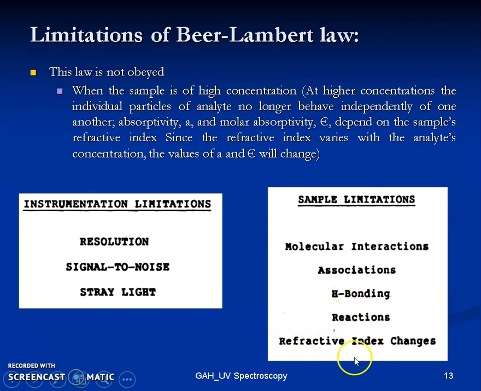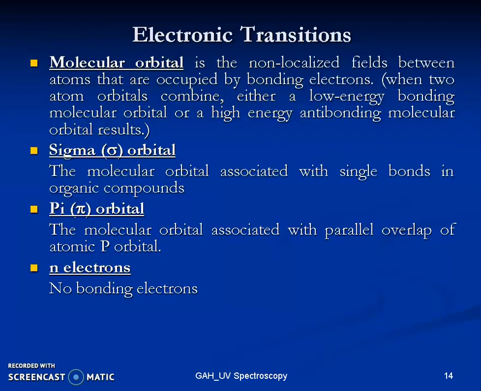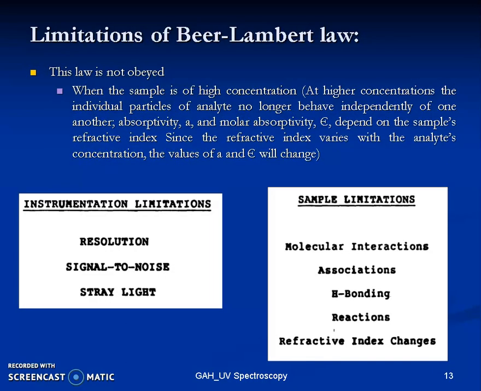So refractive index changes, which we just now studied here. The refractive index changes with the concentration, and the concentration is directly dependent on the absorptivity as well as the absorbance. Within the Beer's range, the absorptivity will never change, but if we cross that Beer's range, the epsilon, that is molar absorptivity, will definitely change. So these were some of the limitations we had in the Beer-Lambert law.